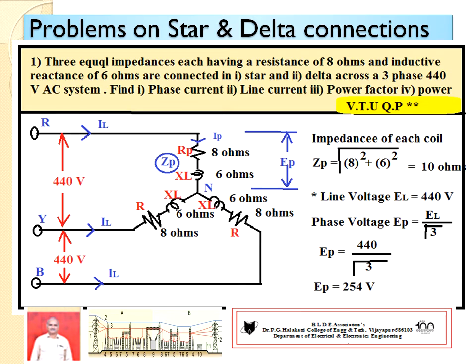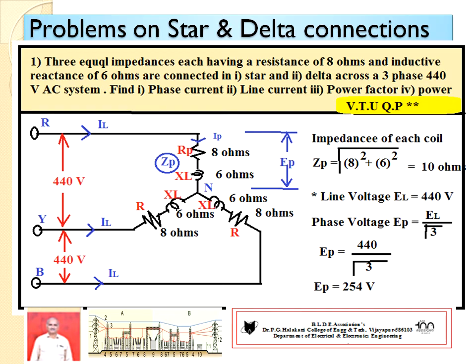Then the given voltage in the problem is always line voltage. In 3-phase systems, the given voltage is always line voltage. Hence line voltage equal to 440 volts. You know R and you know XL, so go for the magnitude of impedance. ZP equal to square root of R square plus X square. We are getting 10 ohms.